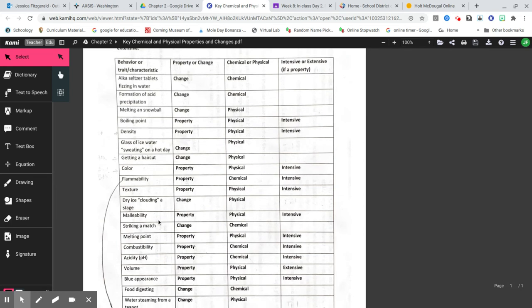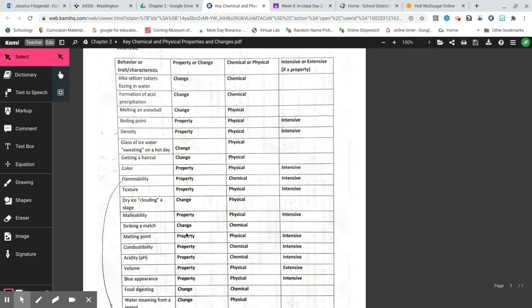Malleability is describing a property because we're talking about how we can change its shape, but it's a property that we're describing that it can change. It's physical and it's going to be intensive because metals are going to be malleable.